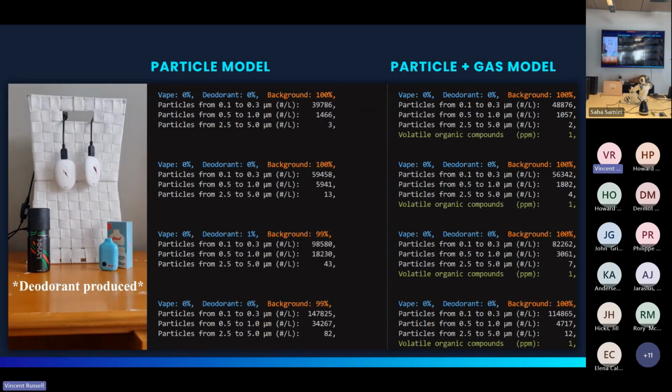Right now it's at 100% background. And we see immediately the model on the right is starting to increase in probability that it thinks it's seeing deodorant based on this data. And we see it's going above 90% that the model thinks it's deodorant. However, the particle-only model cannot determine that it's deodorant. It only sees particles, and there's just not enough particles. That doesn't provide enough information.